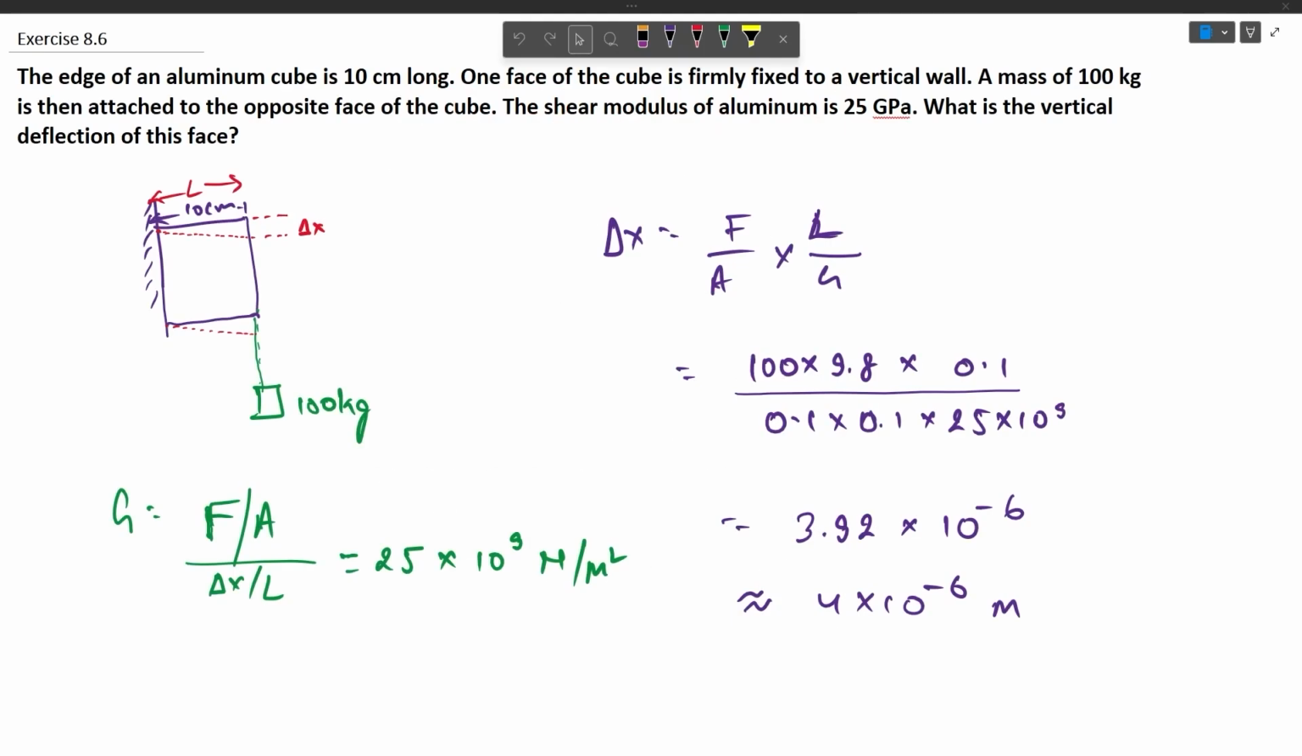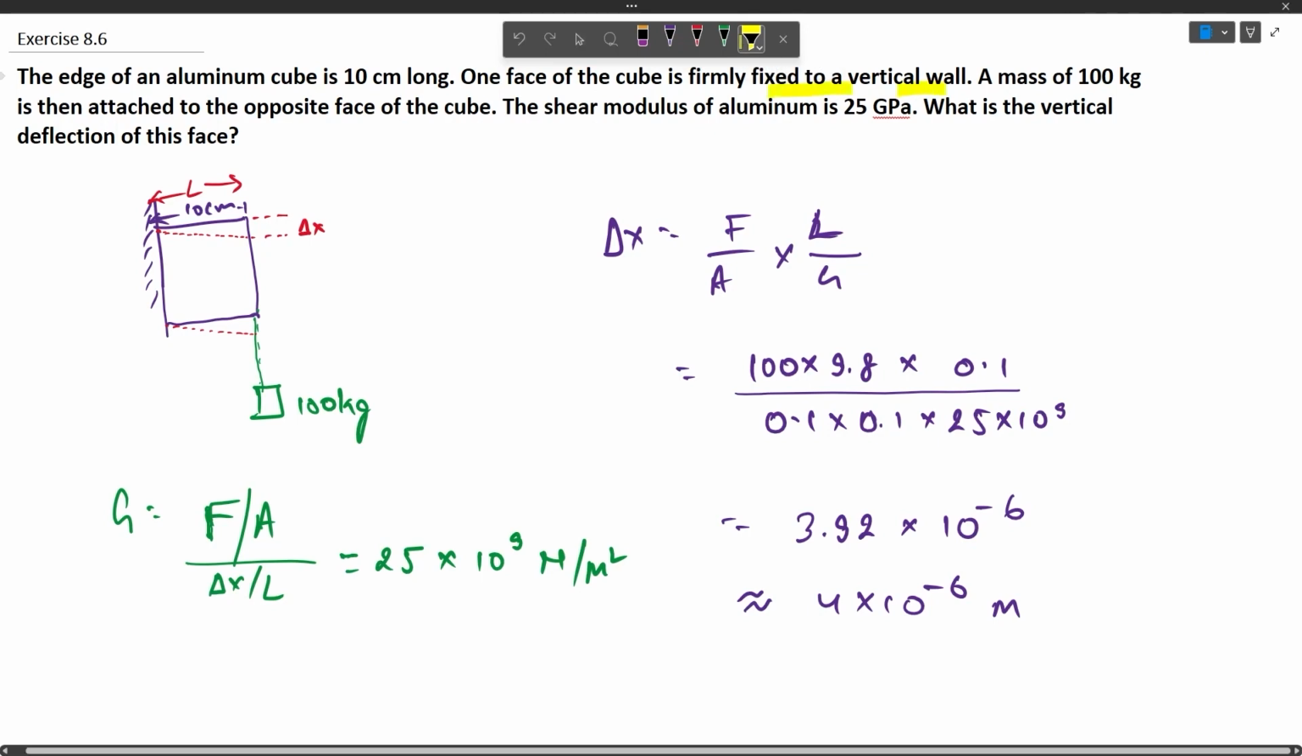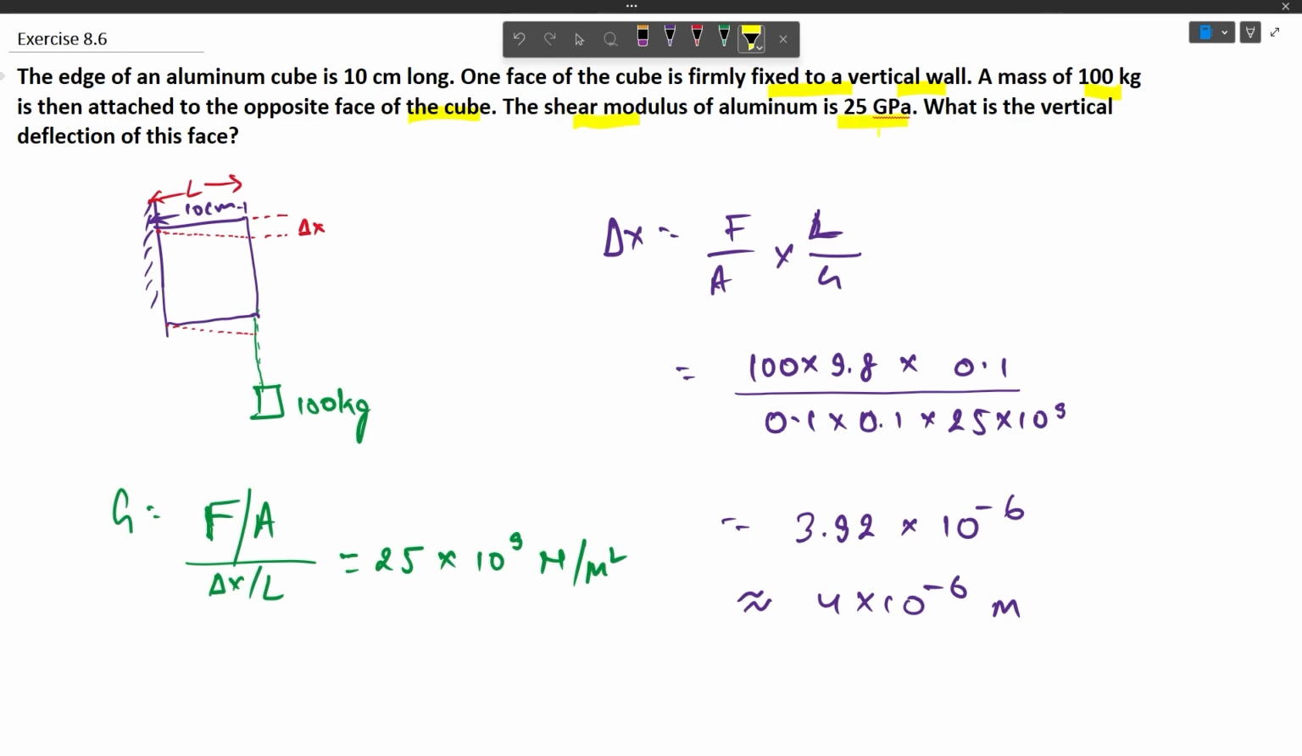The question says that the edge of an aluminum cube is 10 cm long. One face of the cube is firmly fixed to the vertical wall. The mass of 100 kg is then attached to the opposite face of the cube. The shear modulus of aluminum is 25 gigapascal. Now what is the vertical deflection of this face?